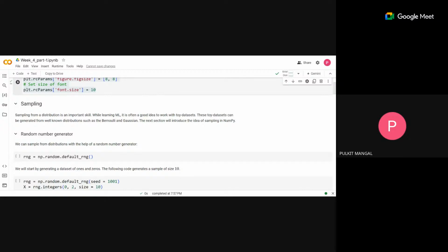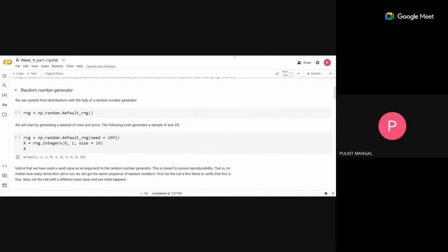Now the sampling part. This line, rng equal to np.random.default_rng, is the way in NumPy to randomly sample. This is how you generate any random number in NumPy. You have to do np.random.default_rng.